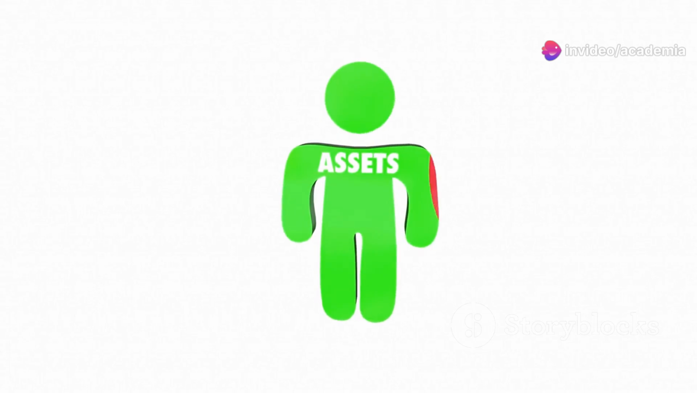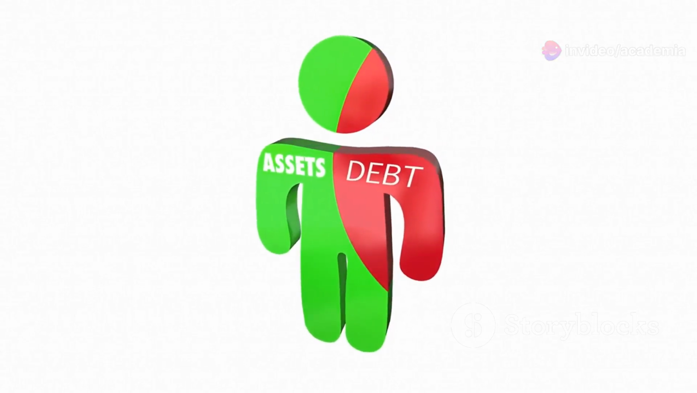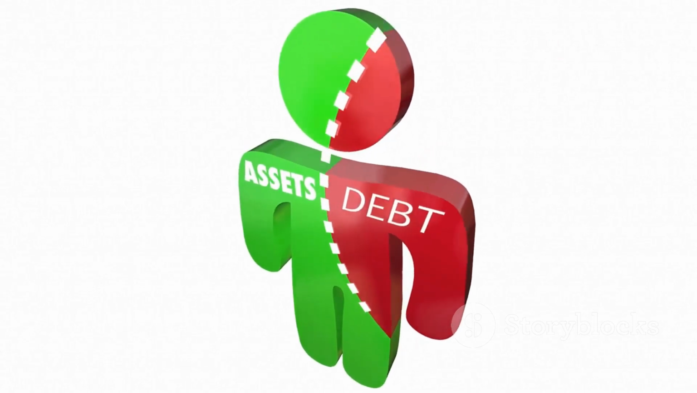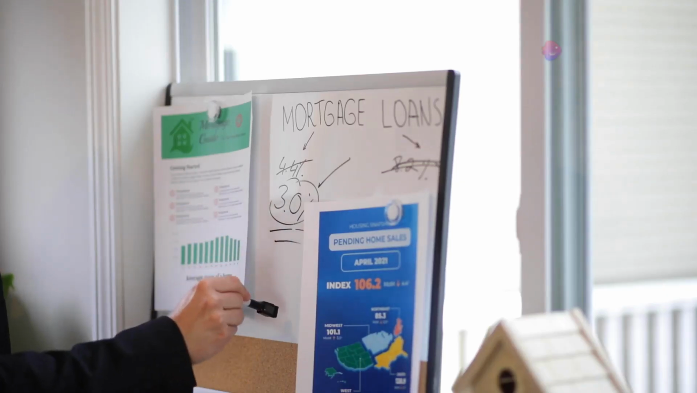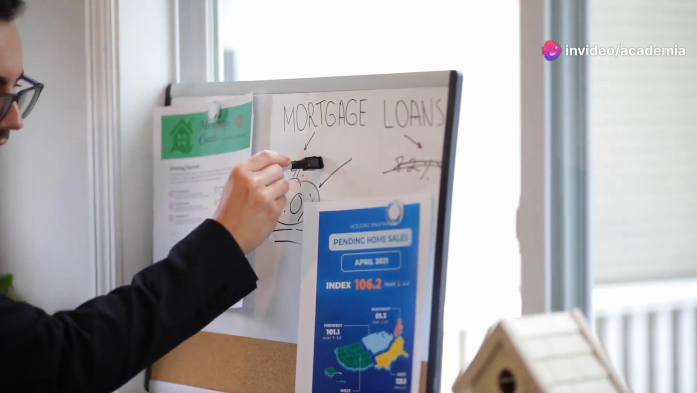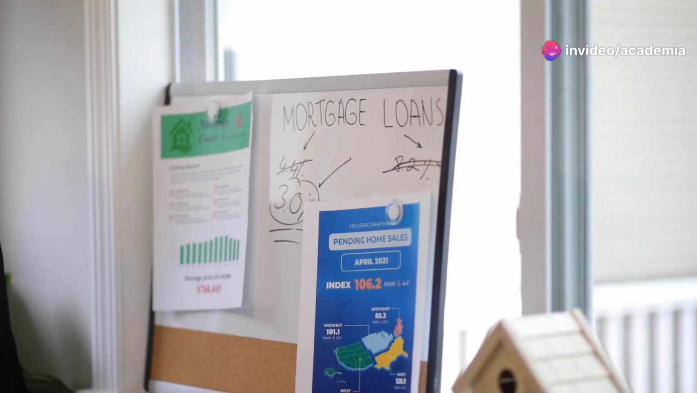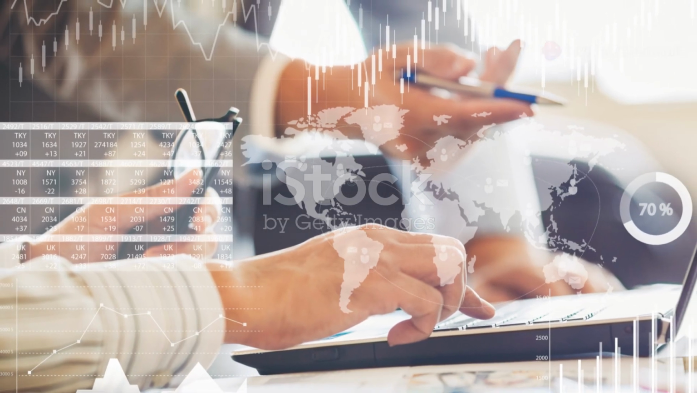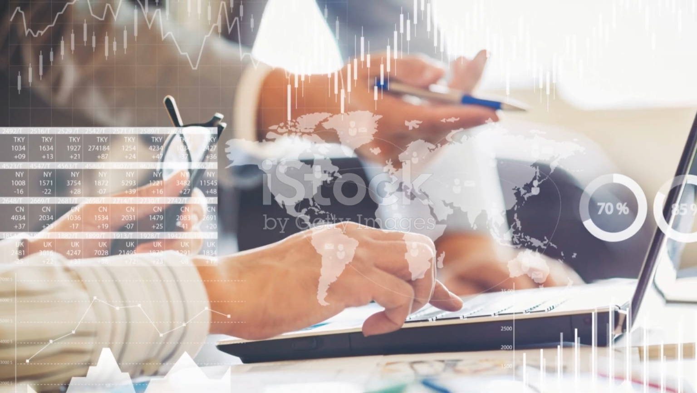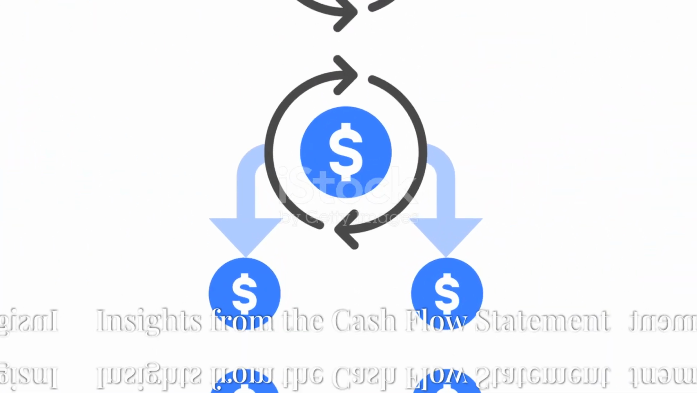Key terms in the balance sheet include current assets, such as cash and inventory, which are expected to be converted to cash within a year, and long-term liabilities, such as mortgages or bonds, which are due after more than 1 year. Understanding these terms helps in analyzing a company's liquidity and long-term financial health.